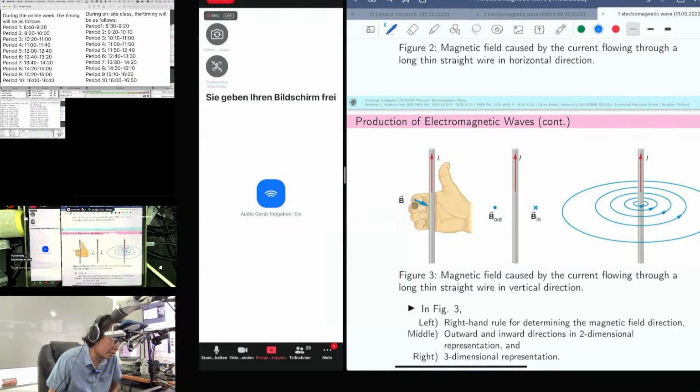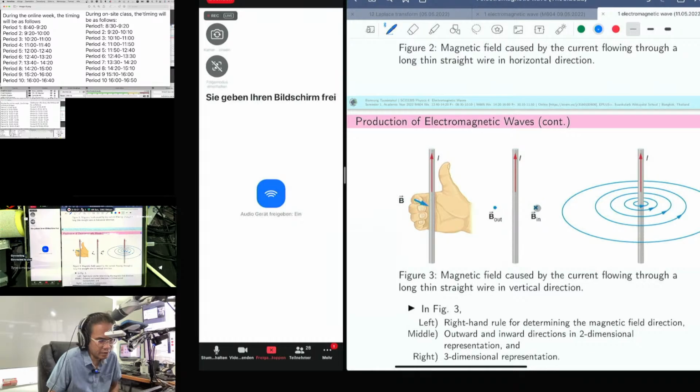On the right side, with respect to the long straight copper wire, you're going to see that after you turn around your remaining four fingers, the magnetic field is going to point into the plane. We will represent the magnetic field in this way by using the cross sign or the multiplication sign, the x sign, for simplicity.